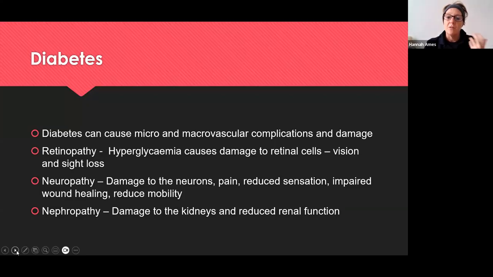You also get neuropathy, so this is damage to your neurons, so you can get pain, reduced sensation, impaired wound healing, reduced mobility. So those key things are really essential that we're assessing for within our assessment station. Pain, maybe impaired wound healing, reduced mobility. And then you get nephropathy, so this is damage to the kidneys and a reduction in renal function. And some of the macrovascular complications are things such as stroke, for example.